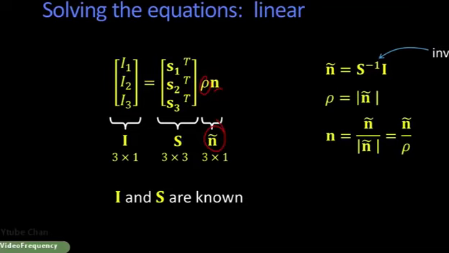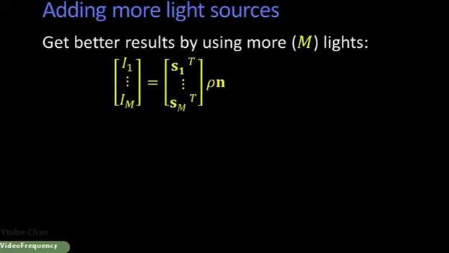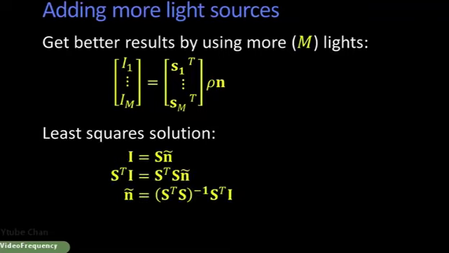Now, of course, that's with 3 lights, and anything that works well with 3 lights is going to work better with more lights. So let's suppose we have more lights, like m of them. Well, we get the same set of equations, but now we need a least squares solution because the system is over-constrained, and basically solve it here.